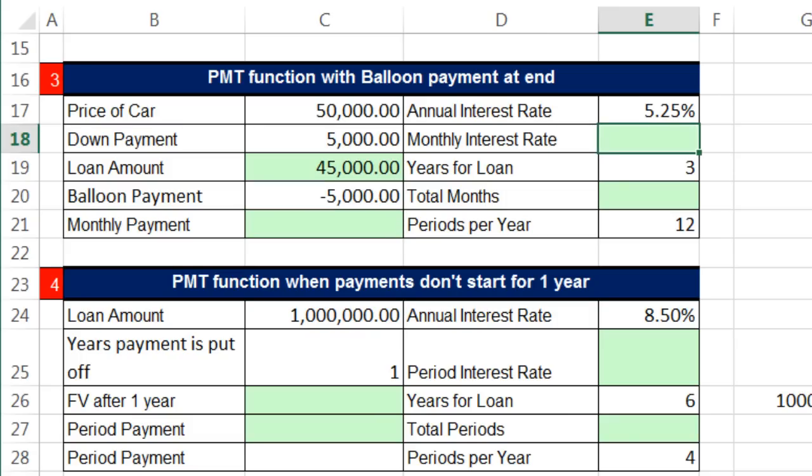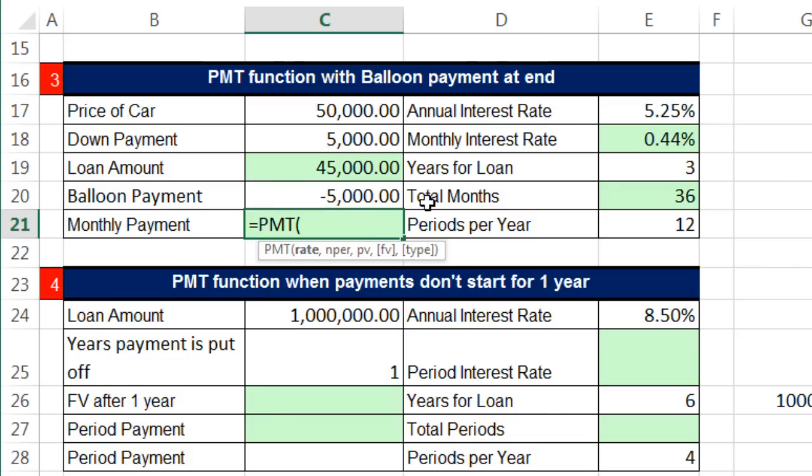All right, our period rate, which is monthly, is, hey, annual rate divided by number of periods per year. Our loan is for 3 years. So here we're going to say equals 3 years times 12 periods per year. And now we can do our monthly payment equals PMT. The rate, 0.44%, comma, the number of periods, 36. The present value, this is from our point of view, the borrower, so it's positive, comma, the future value.